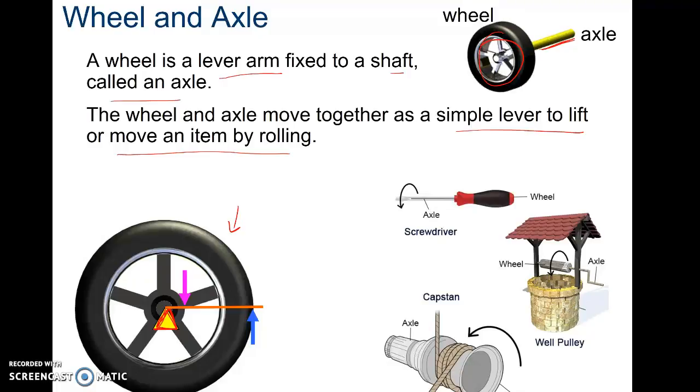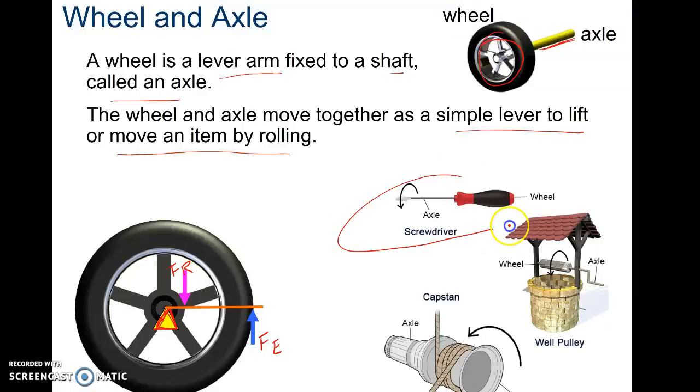For example, in a car, the axle drives the wheel, right? If the axle drives the wheel, then that would be our force effort, and the force resistance would be the wheel. But let's say that now the wheel is driving the axle. If the wheel drives the axle, then the effort would be on the outside and the resistance would be on the inside.